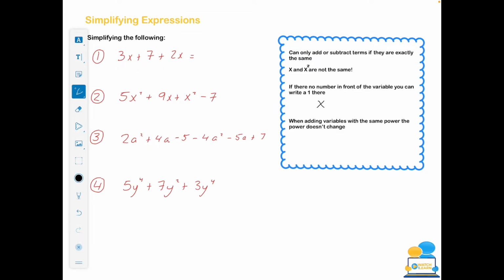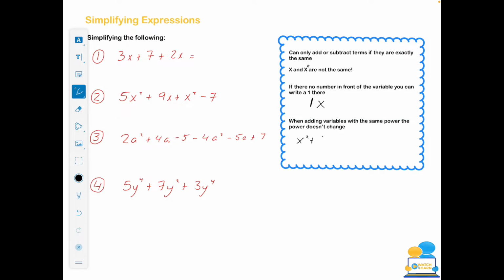If there's no number in front of the variable, you can write a 1 there. So if you have the variable x, if it helps, you can write a 1 in front of it. If there is no number in front of the letter, you can just write the number 1. Usually we don't write it, but if it helps you with adding and subtracting, then put it in there.